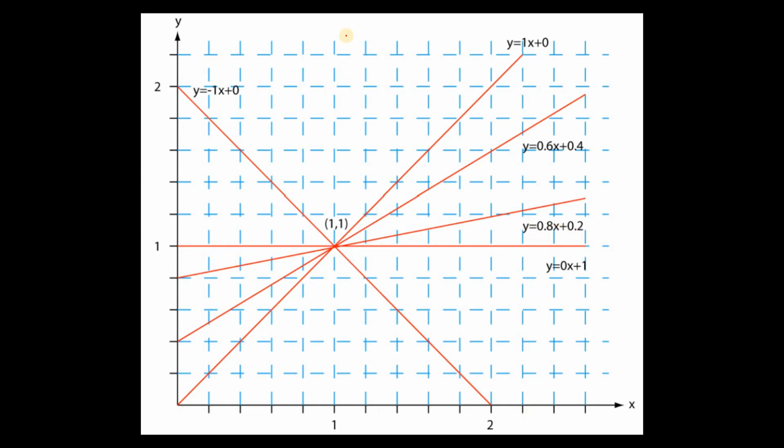There are so many points. All of these points, when you take them, are passing through one dot, which is 1 comma 1. Okay, so for this, when you plot it, you will get a straight line representation.